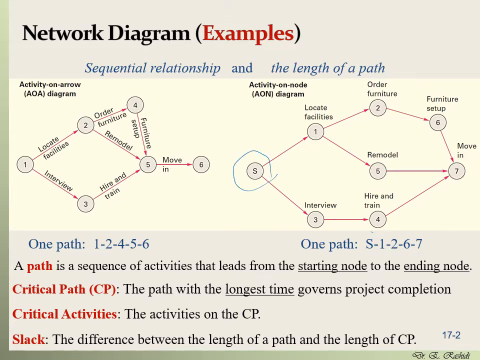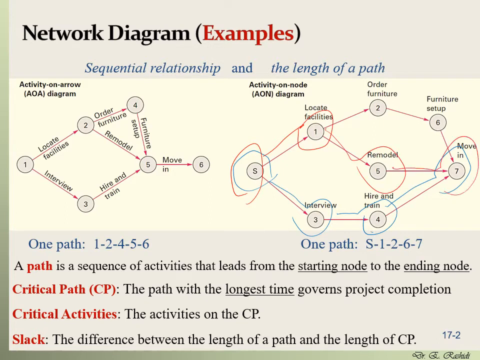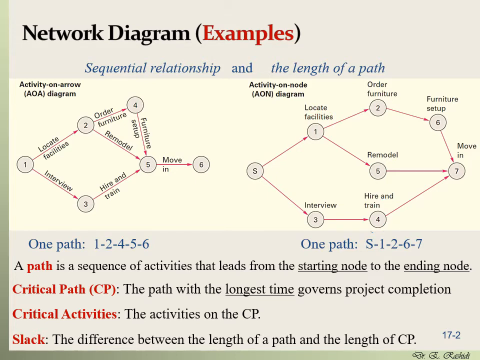For example, S to 3, 3 to 4, 4 to 7. Or S to 1, 1 to 5, and 5 to 7. So we can actually list all the possible paths from the beginning to the end of these networks. Now, we see that there are different options, different paths that can get us from the beginning to the end.